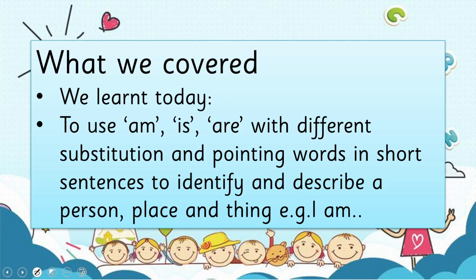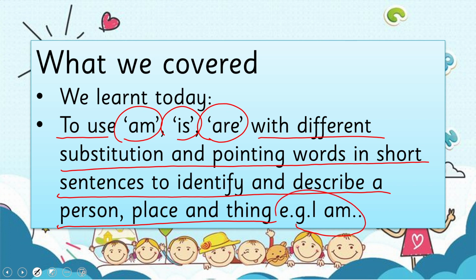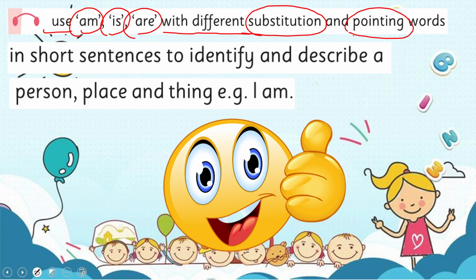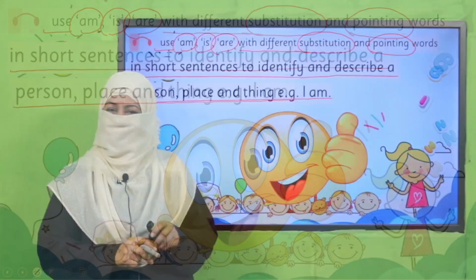So what we have learned today, we learned to use am, is, and are with the different substitution and pointing words in short sentences to identify and describe a person, place, or thing. For example, I am. So we achieved our SLO. Use am, is, are with different substitution and pointing words in short sentences to identify and describe a person, place, and thing. For example, I am. Are we done with it?